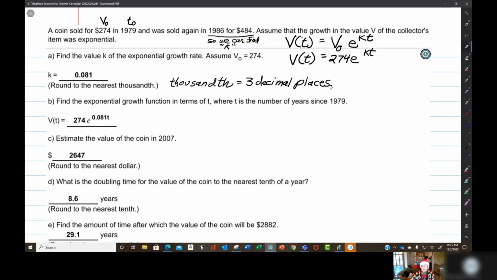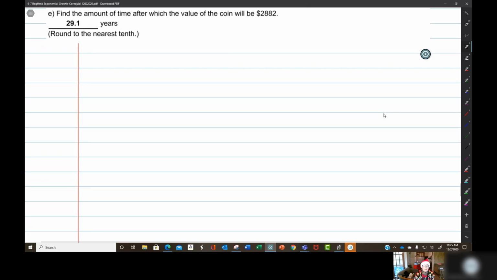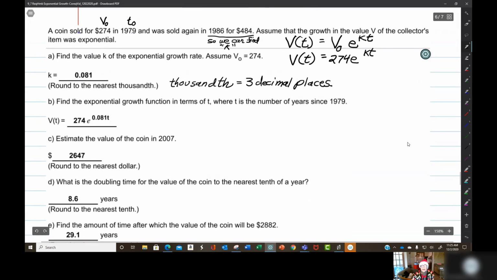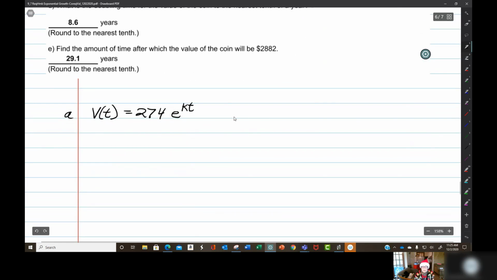Okay, so here we go. This is what I know so far. Is this A? I think it's A. This is what I know so far. V at some later t equals 274 e to the kt. We have this other miscellaneous fact, and it is that in 1986, the coin sold for $484.